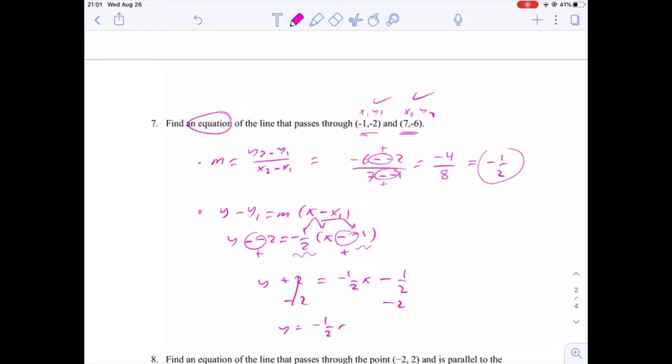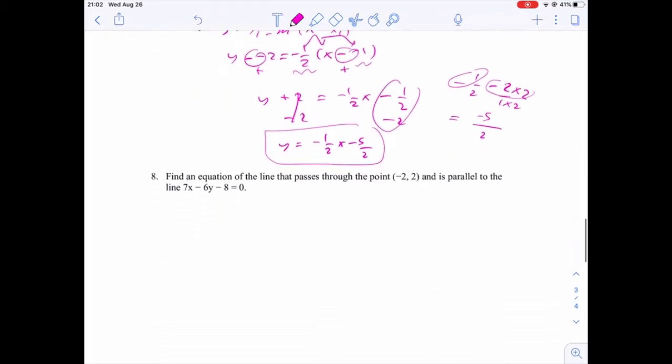y equals -1/2 x. Now -1/2 minus 2, then we get a common denominator. So the common denominator is 2. -1 minus 4, that's -5. So it's -5 over 2. This is the equation written in the standard form.